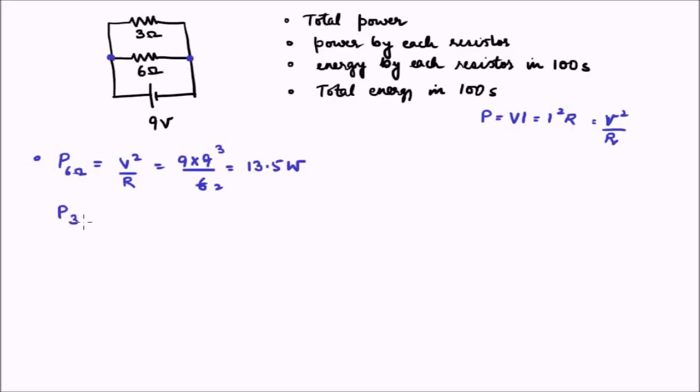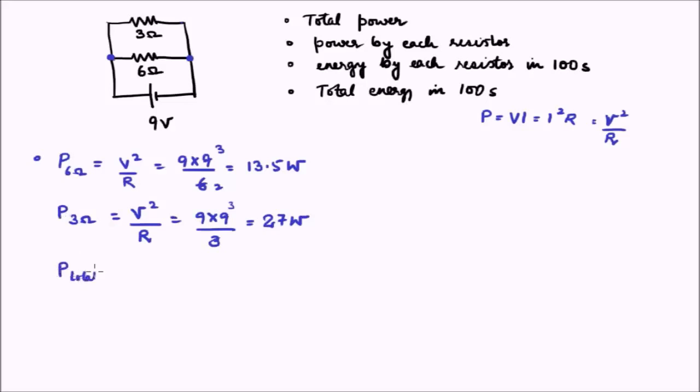Power through the second resistor, that is 3 ohm, will be similarly V square by R. Here the R will be 3 instead of 6, but the voltage drop will be the same, since the voltage drop here is also 9 volt. 9 square upon 3, that gives me 27 watt. Fine, that was quite easy. The power through each resistance.